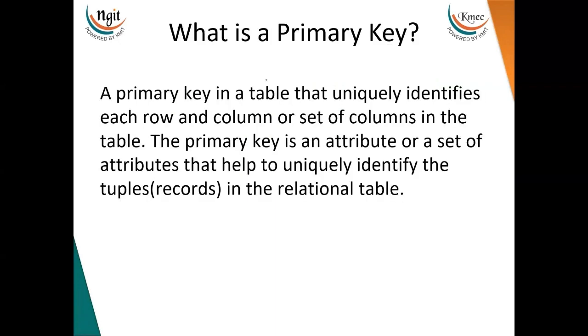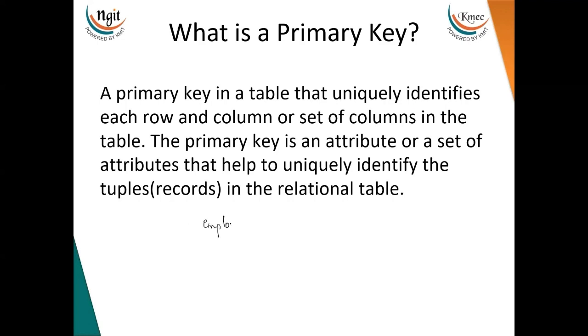A primary key constraint is in a table that uniquely identifies each row and column or set of columns in a table. Now, what do you mean by this? Primary key in a table is going to ensure that every record of an individual can be identified uniquely or distinctly. Now, let me take an example.